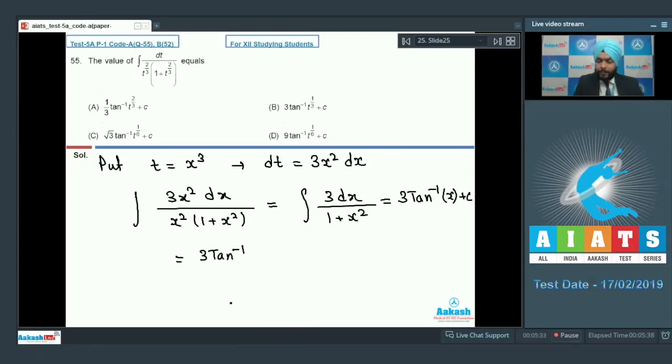Definitely substitute back t. We have t equal to x cube, so x equal to t raised to the power 1 by 3. 3 tan inverse t raised to the power 1 by 3 plus the constant of integration. Only one option is correct, that is option number B.